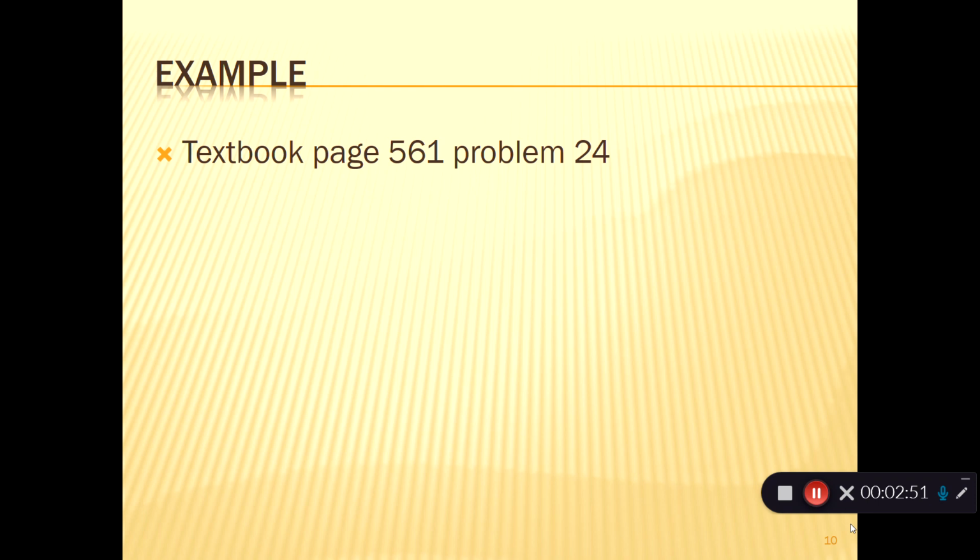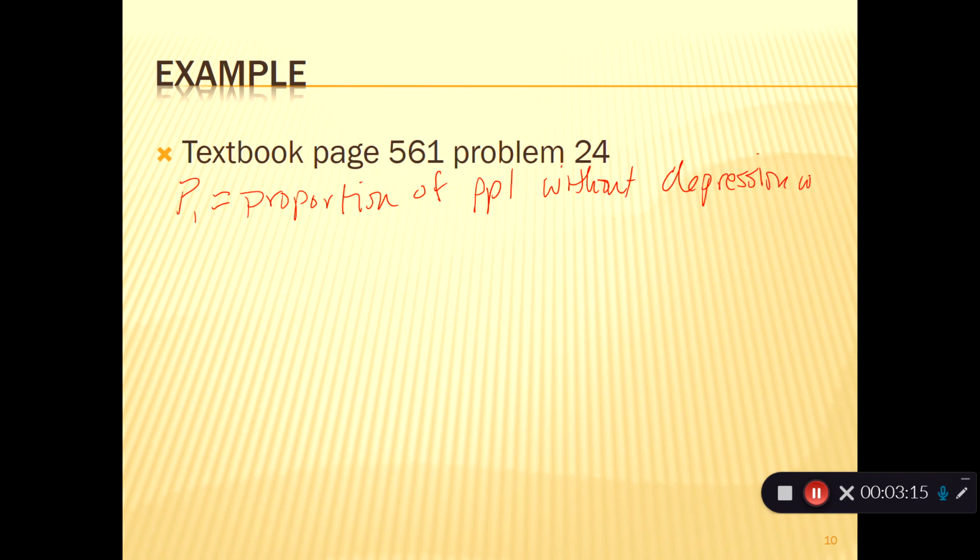So first of all, we're going to let P1 be the proportion of people without depression who died. And then P2 is our proportion of people with depression who died.